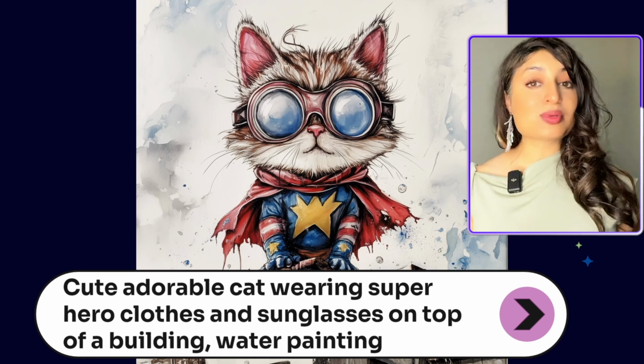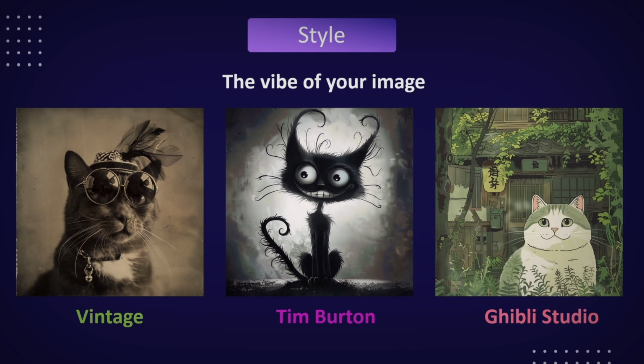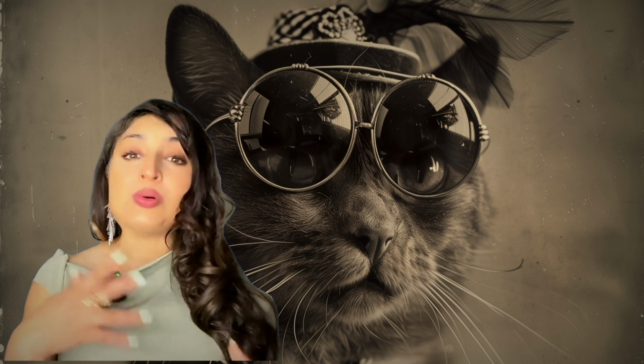The next element in the formula is the artistic style. This is where you inject some personality into the image. The style dictates the mood and the visual aesthetic, such as fantastical, retro, or futuristic. This component sets the mood and tone of your image. For example, adding vintage to our cat prompt will give it that old school charm.